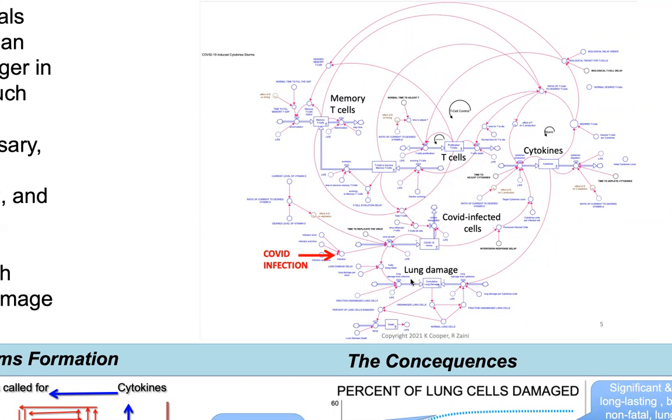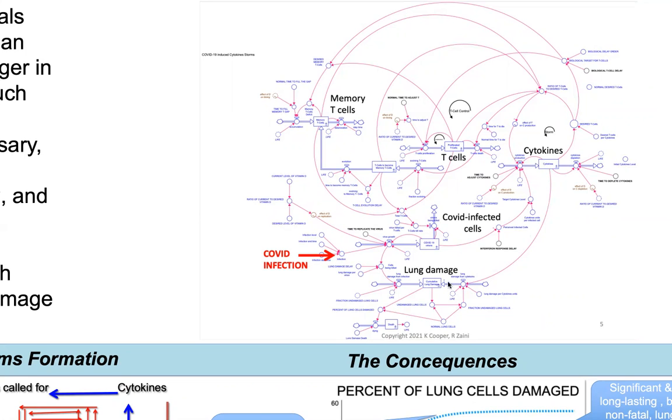When COVID infection takes place, COVID-infected cells accumulate and replicate, causing lung damage. At the same time, or after a delay, when they are detected, cytokines are generated. And when cytokines are generated, they call for T cells. And T cells evolve to become memory T cells and remain ready for future attacks or future infections.